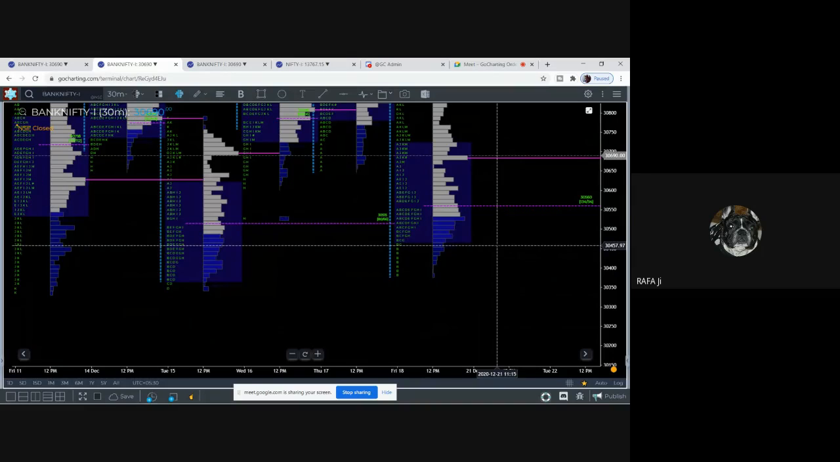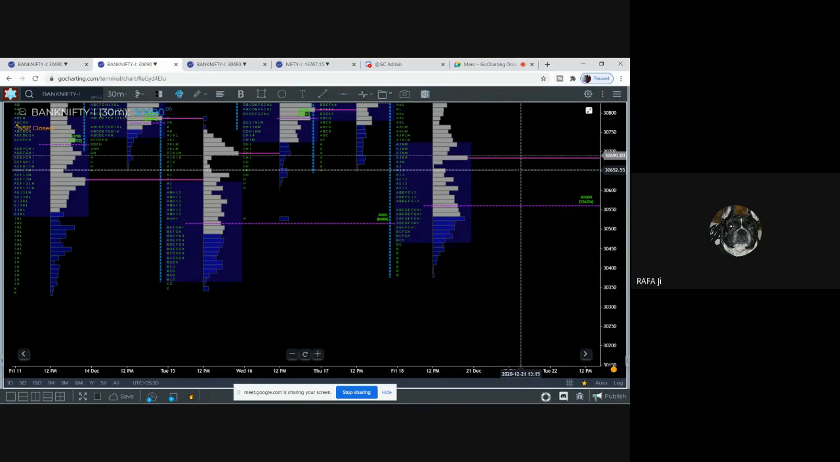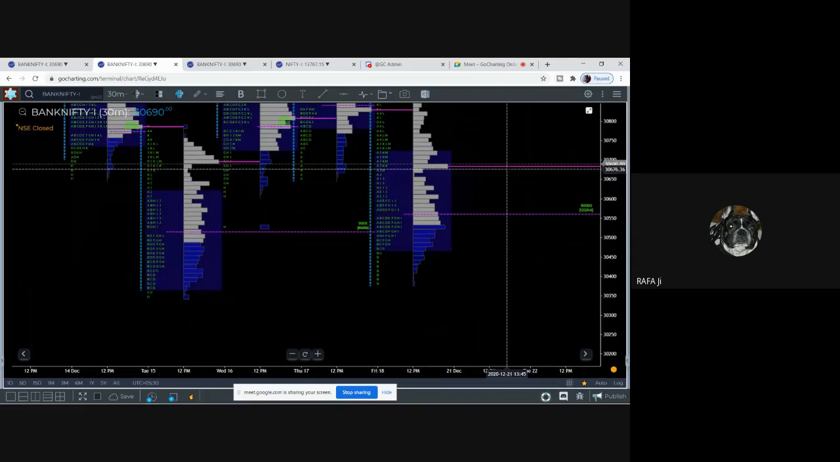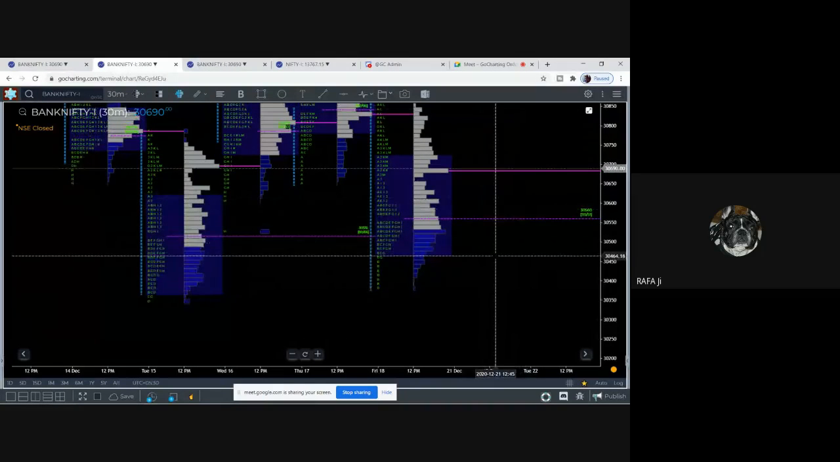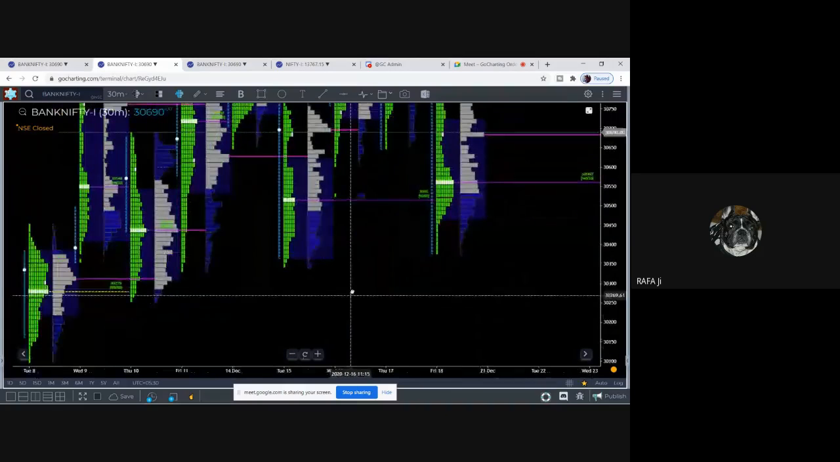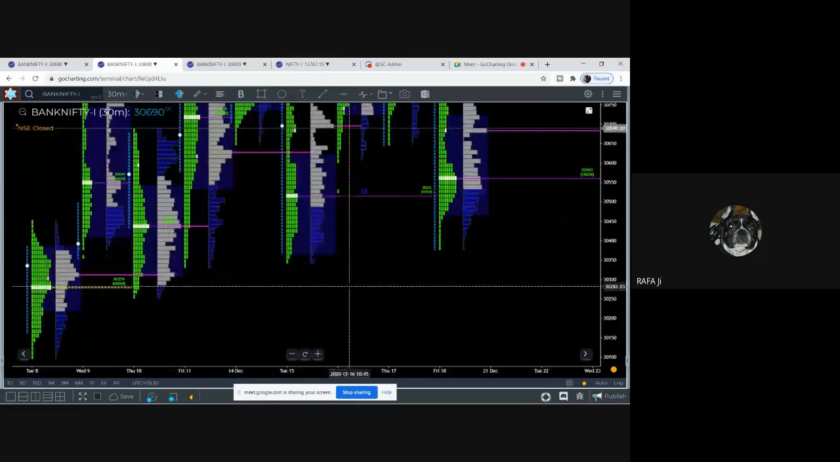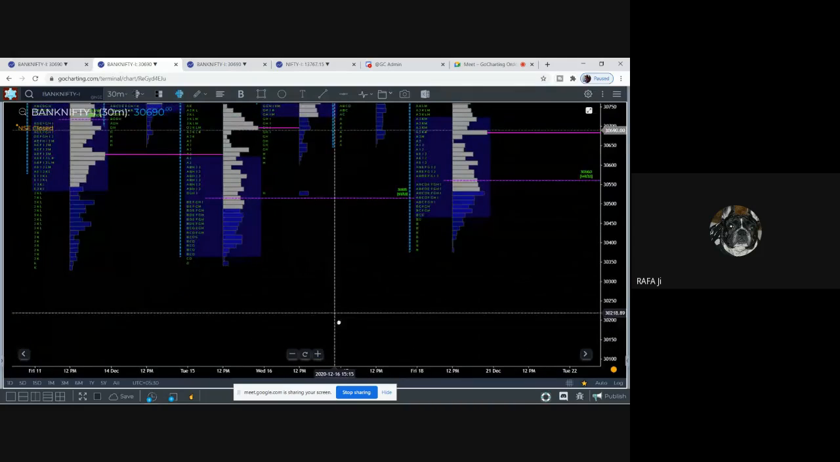The place where I would likely take a short is if it goes down here, comes back here, and then shows some sign of weakness, I would try and go short here. But if it opens right here, I am initially not interested in the short. So these are the potential targets, but again, it is too risky.